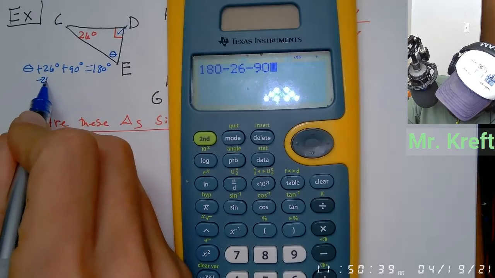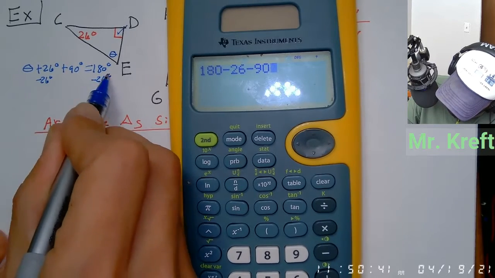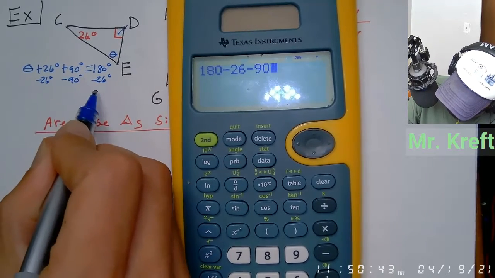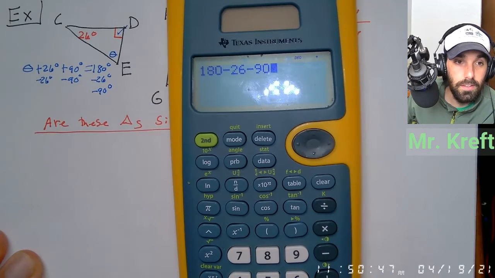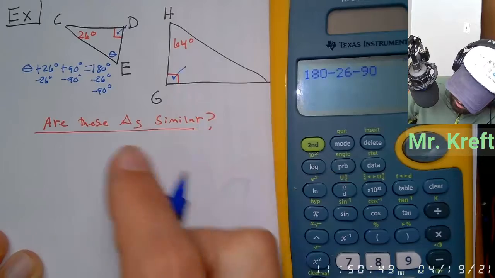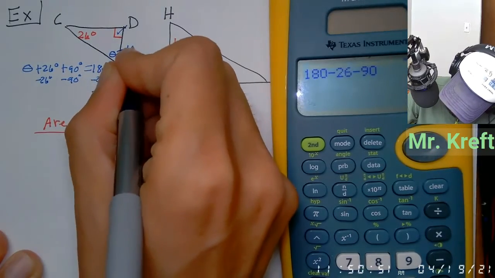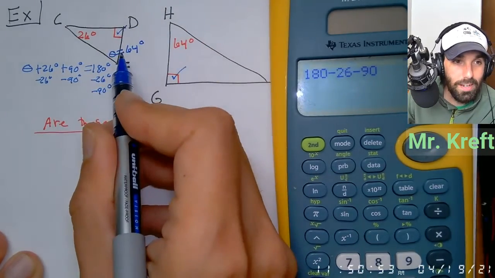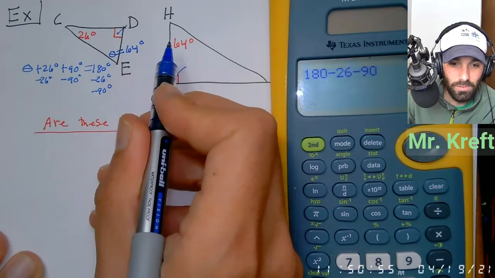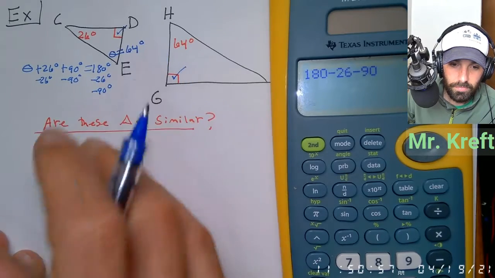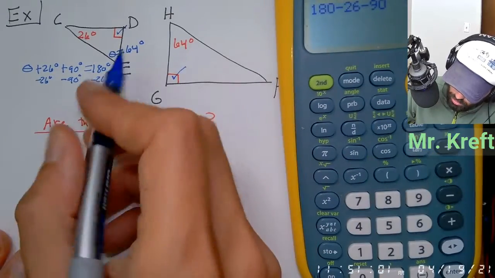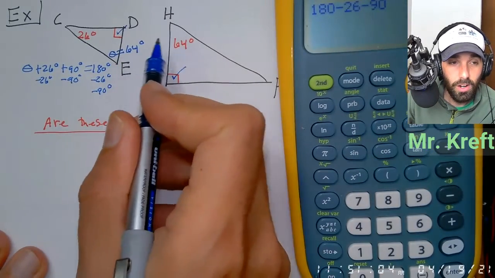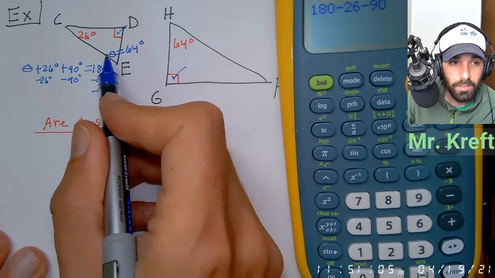180. So I'm going to subtract 26. I'm going to subtract 90. Okay, so this is what I'm doing. And I get 64. So this is 64 degrees. Well, wait a minute. This is 64. Okay, so notice how these two are the same.